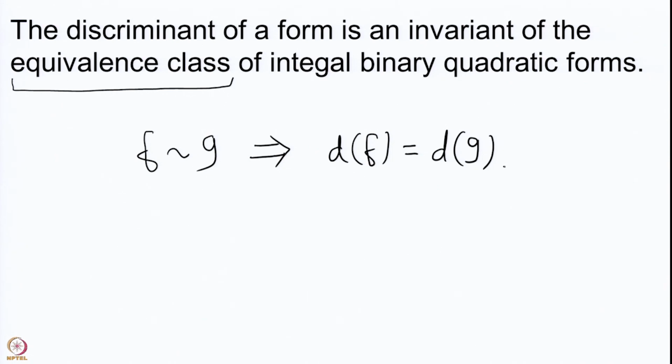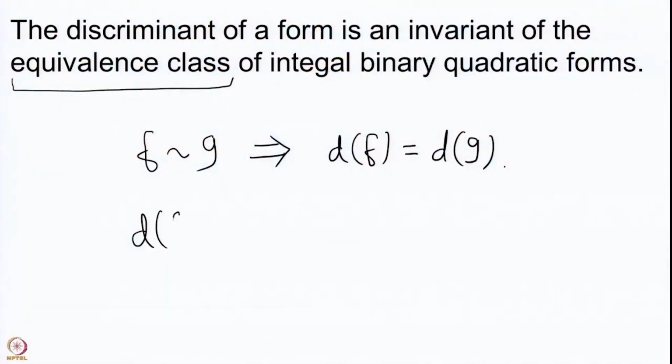We have introduced this equivalence in the hope that we could go from a difficult form to a simpler form, and we saw also that value sets do not change. Now we also have the result that the discriminant does not change. So, later we are going to fix these discriminants and we would like to identify all integral binary forms of a given discriminant.